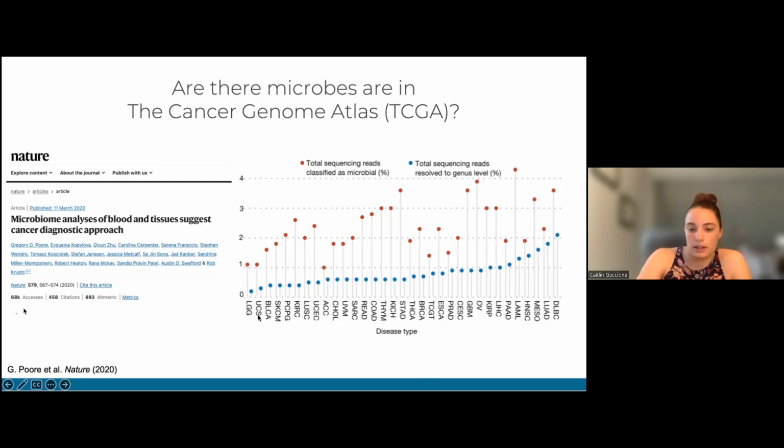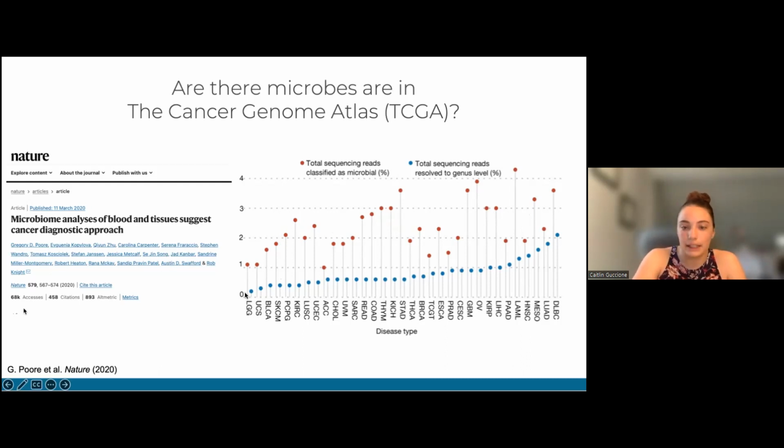So at the bottom here are all the disease types that are in TCGA, and these red dots here are the total sequencing reads classified as microbial. As you can see, it's not a lot that are classified as microbial, but it looks like there's around 2 or 3% that are classified as microbial, depending on the disease that you're looking at.